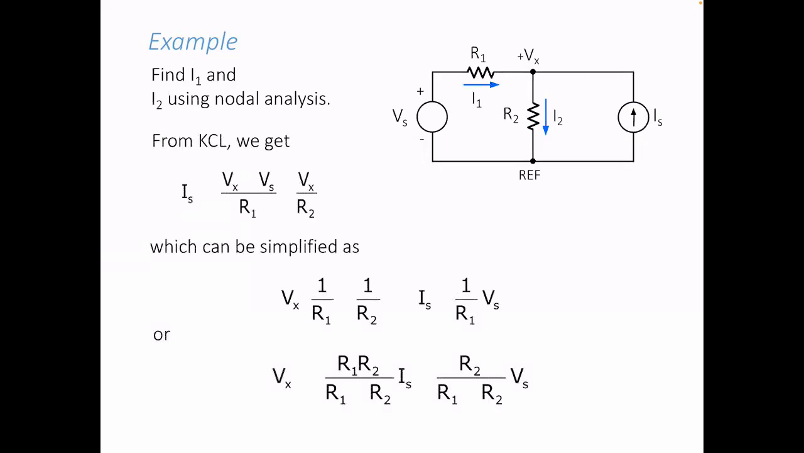Okay, so we apply KCL here at this particular node. So what is my KCL equation? I of S is equal to Vx minus Vs over R1 plus Vx over R2. Okay, so I can simplify this. That is Vx multiplied by 1 over R1 plus 1 over R2.